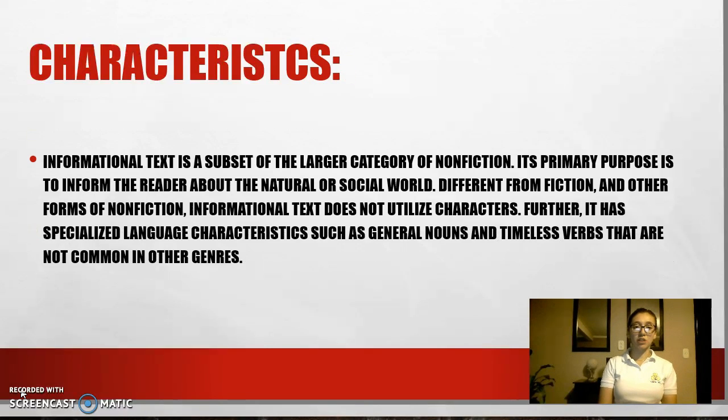Information text is a subset of non-fiction. Its primary purpose is informing the reader about the natural or social world. Different from fiction and other forms of non-fiction, information text does not use characters. Further, it has special features, such as general nouns and timeless verbs. They are not common in other genres.